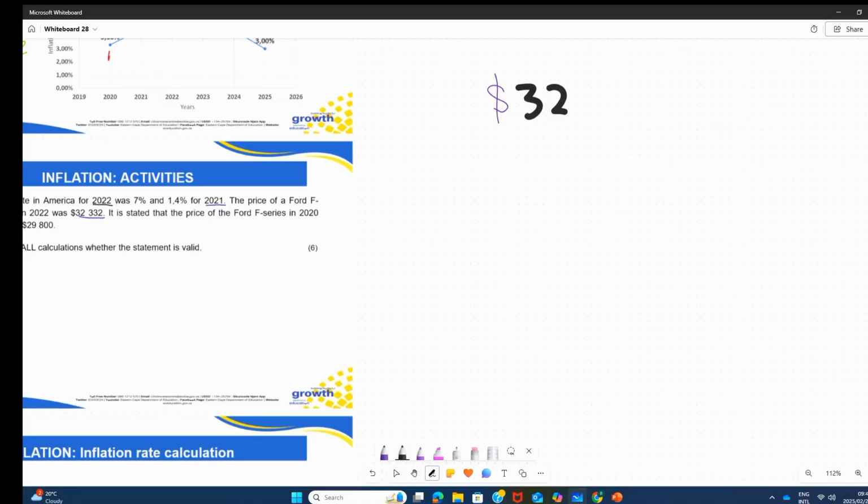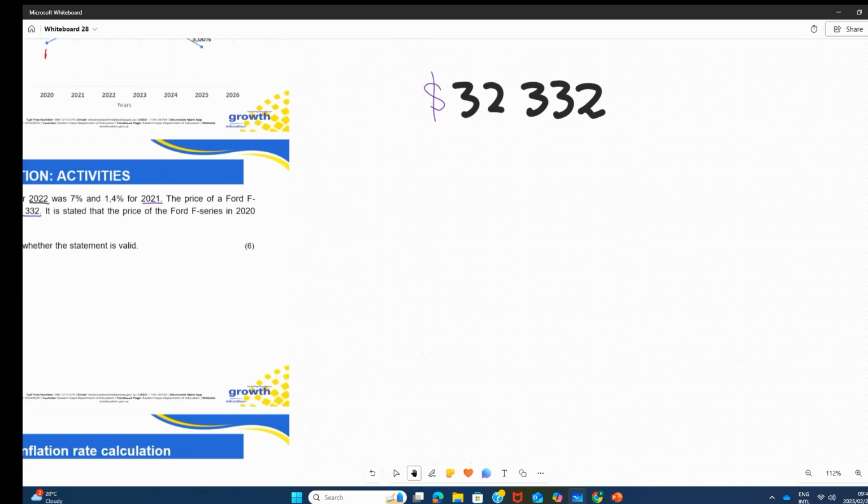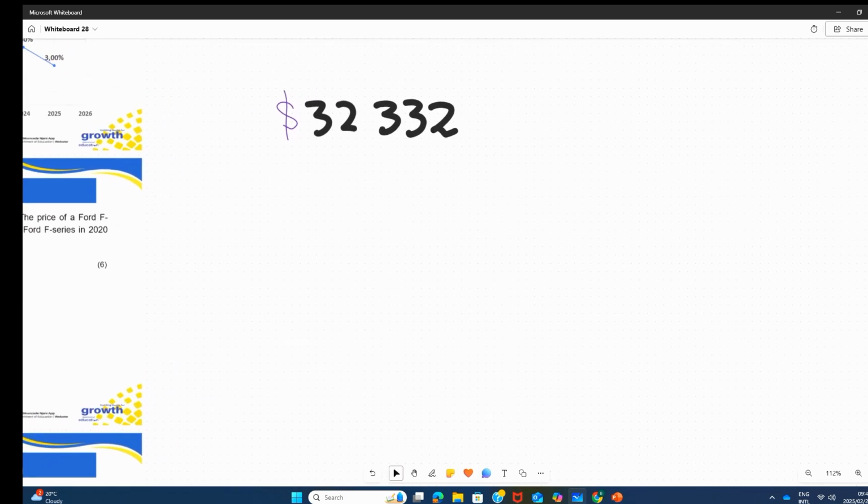Let us have our question right here. And then what is it that we are given? We are given the price of 2022. The price of 2022 is how many dollars? Yes, the price that we are given for 2022. Let me check quickly. The price is 32,332. This one is in dollars.